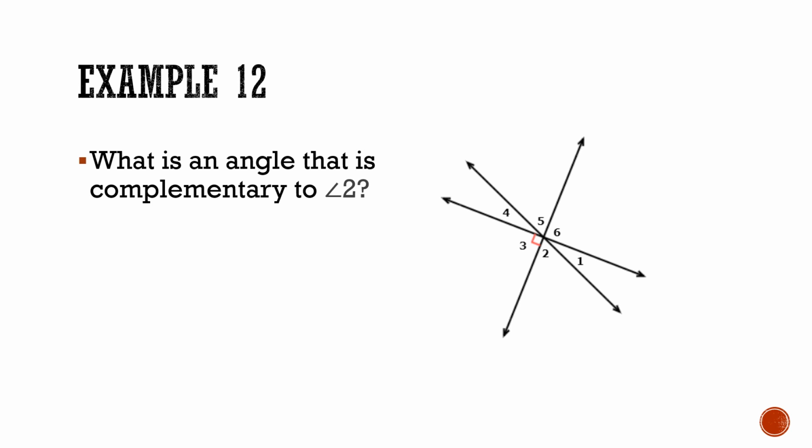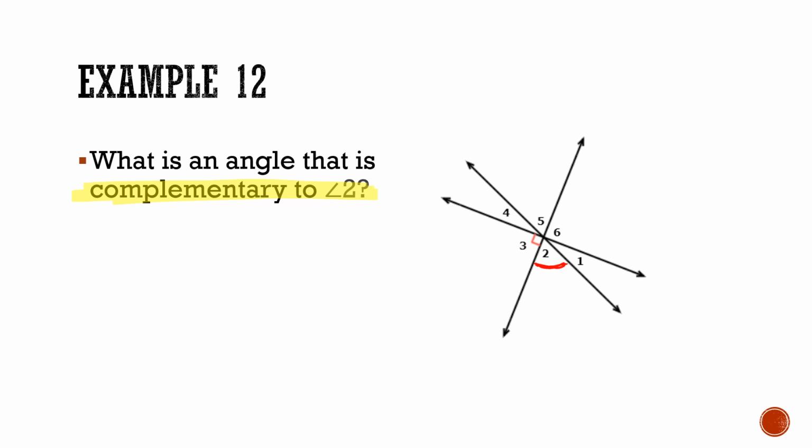You're looking for the complementary angles to angle 2. So what angle is complementary to angle 2? This one's not multiple choice, so just tell me which one is complementary to it. Remember that complementary means they add up to 90 degrees. So what angle is going to go with angle 2 to be complementary? What's going to add up to 90?